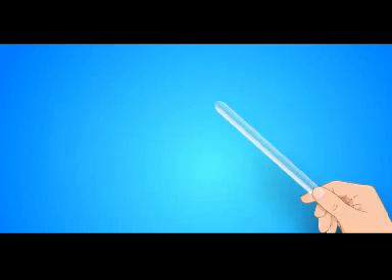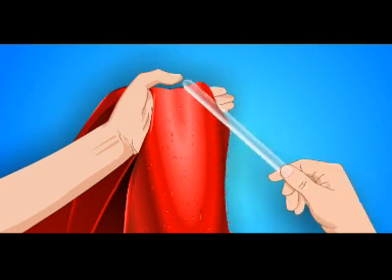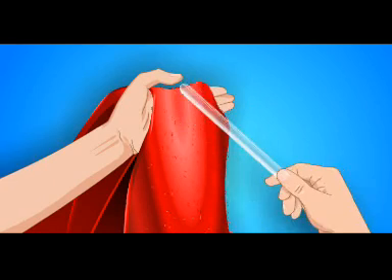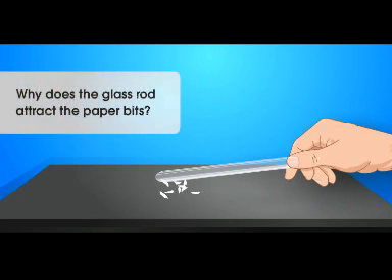Get a glass rod and a piece of silk cloth. Now rub the glass rod with the silk cloth and bring it near some small paper bits. What do you observe? Hey, the glass rod attracts the paper bits.